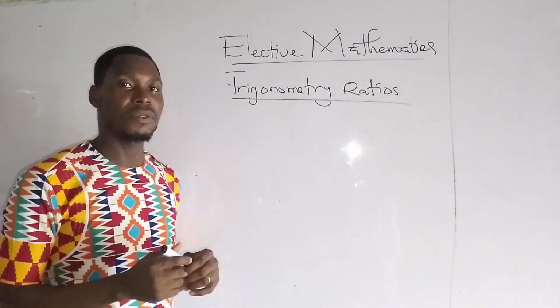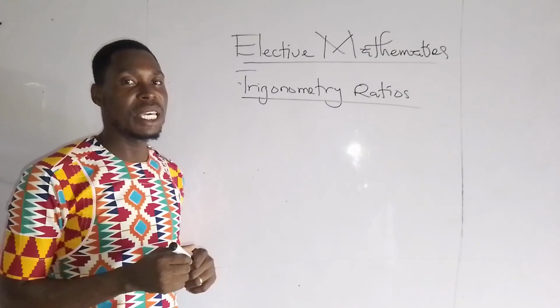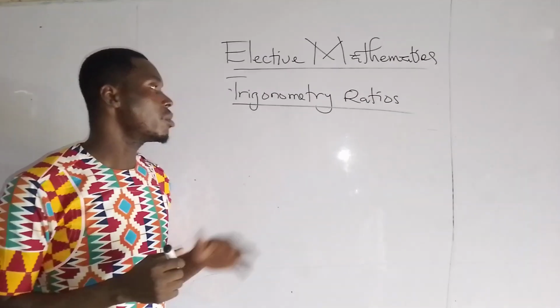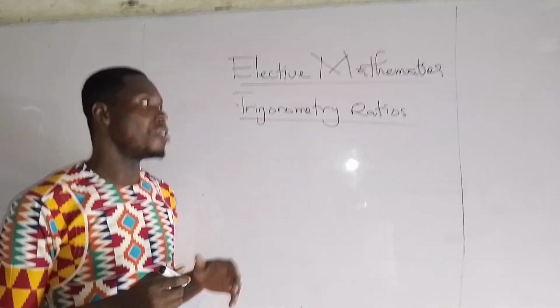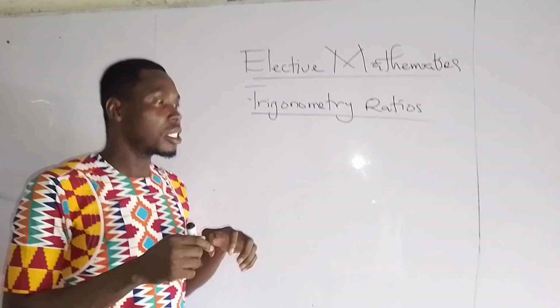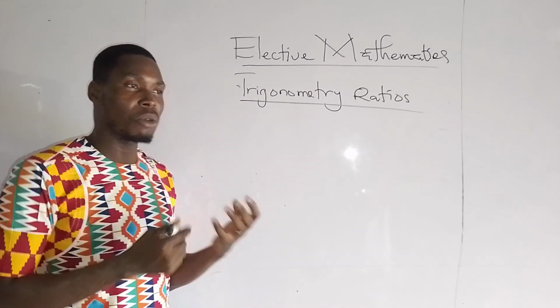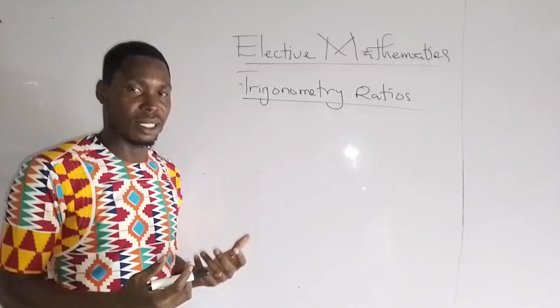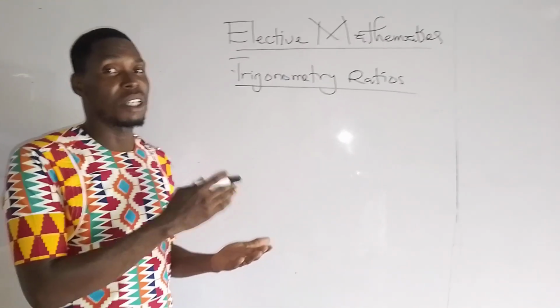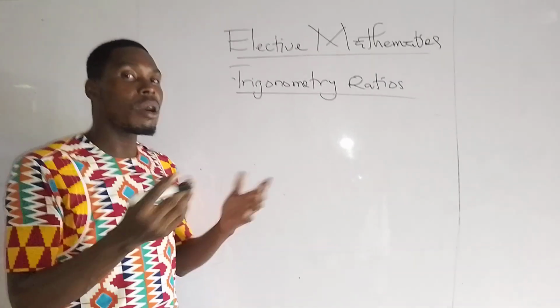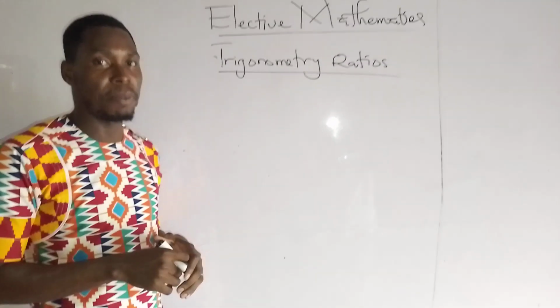Exciting edition of Mathematics Being Made Easy. Today we want to look at the trigonometric ratios. But before we look at the trigonometric ratio, we need to know something small about the right angle. Then from the right angle, we can move to the right angle triangle. With that, it will help us to understand the concept better.